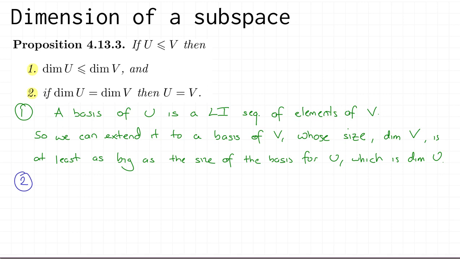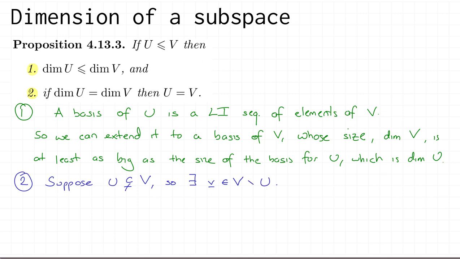Moving on to the second part, we've got to show that if we've got a subspace U of V which has the same dimension as V, then actually it is equal to V. So what we'll do is we'll suppose for a contradiction that that's not the case. So we're supposing that the dimension of U is equal to the dimension of V, but actually U is a proper subset of V. So U is contained in, but not equal to V. So that means there exists an element V of the vector space V which is not in U.